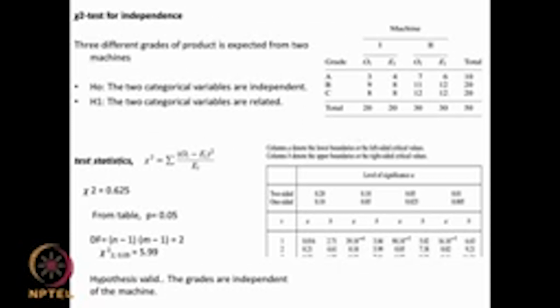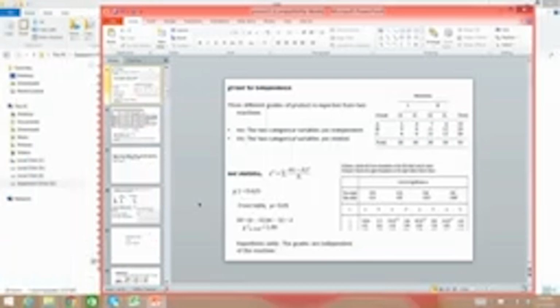Now, as I said, Excel also can do this. There are 2 types of functions in Excel I mentioned. One is the chi test, where in chi test we give the actual value, then we give the expected value, okay.